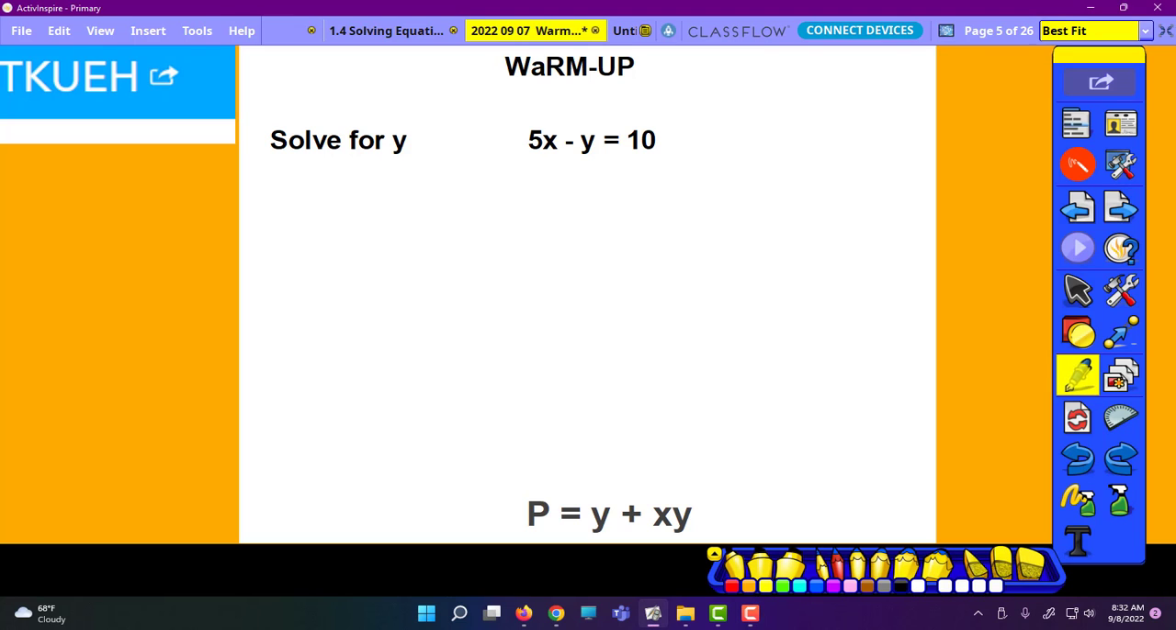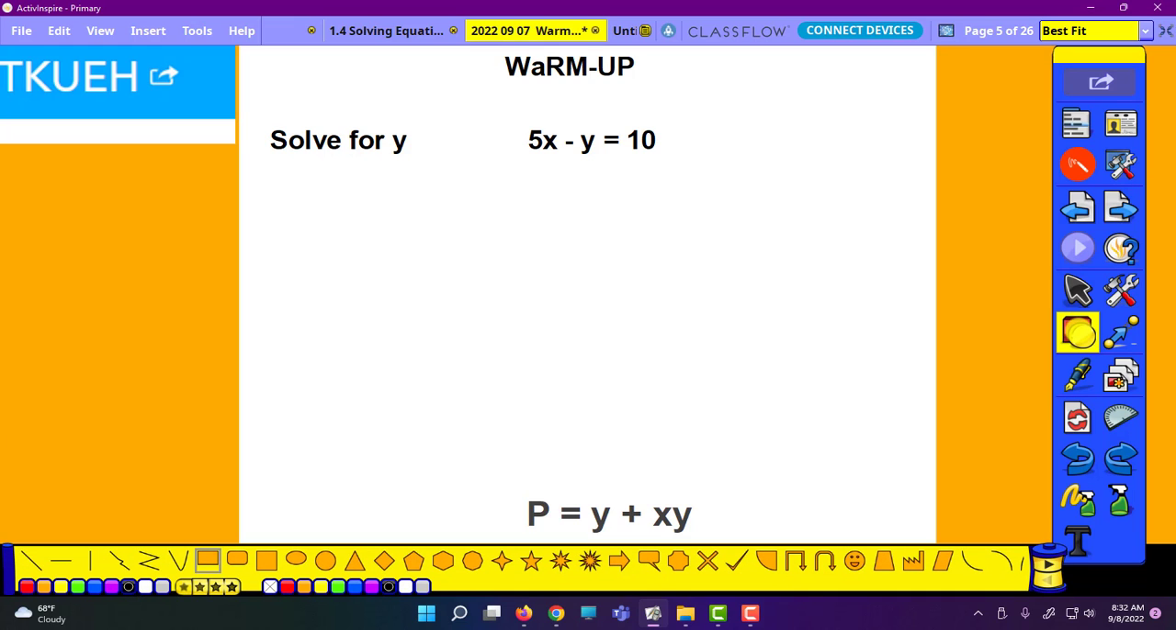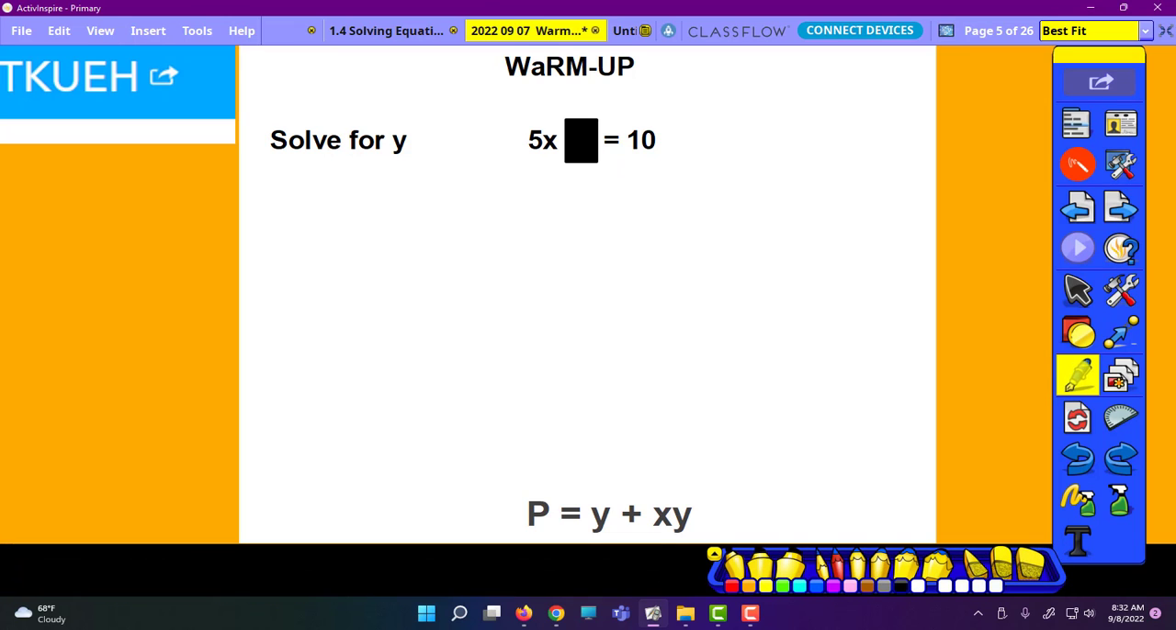All right, so again, we are solving for a variable y. So first, I'm going to cover my y, including the sign. Once you cover this, you'll end up getting 5x on your left side. And then we have to undo your 5x. That's a positive 5x, so I am going to subtract 5x from both sides.